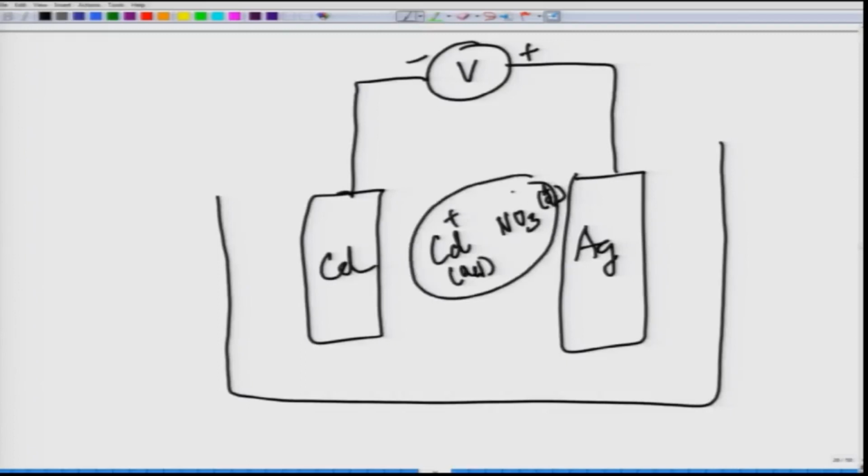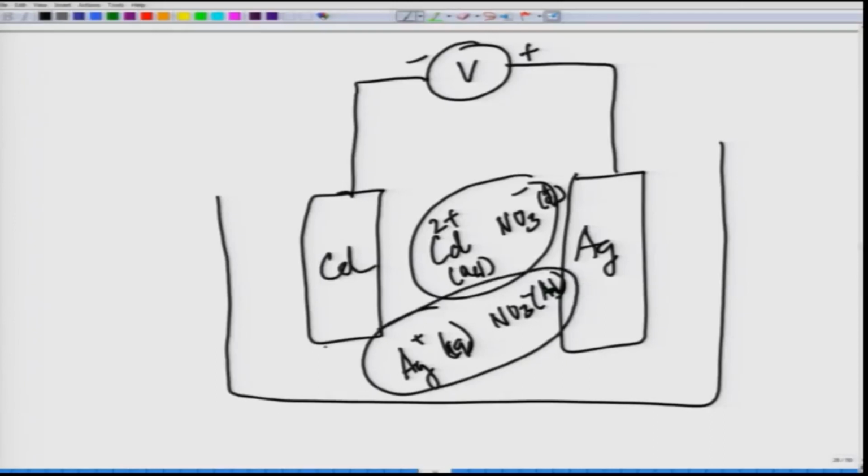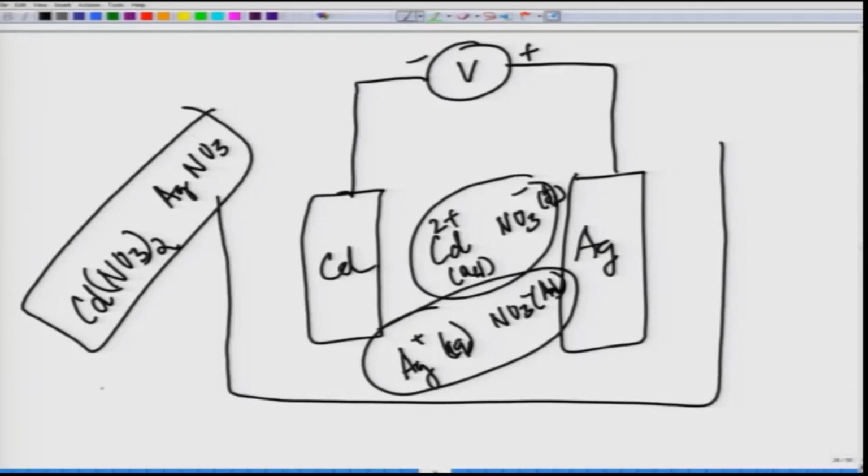which is Cd2+ plus NO3 minus, whereas the other electrolyte I am mixing is AgNO3, Ag+ aqueous plus NO3 minus, which is also aqueous. So, I am now having two electrolytes which are mixed together. In this situation the solution contains Cd(NO3)2 and AgNO3. Okay. These are the two solutions, or in other words, these are the electrolytes.